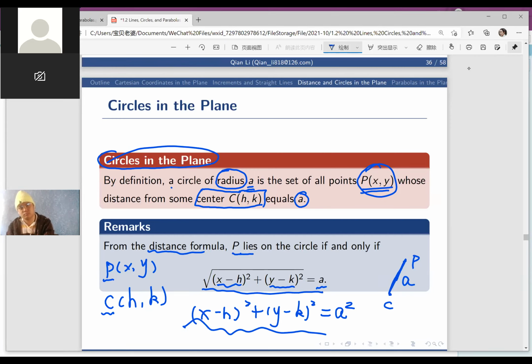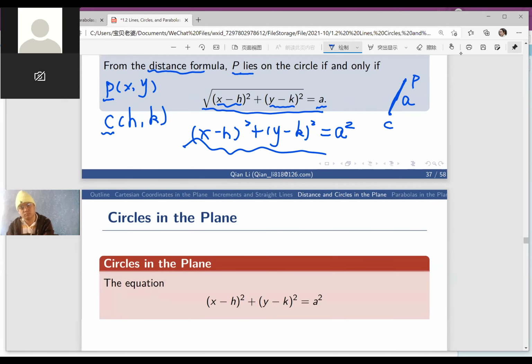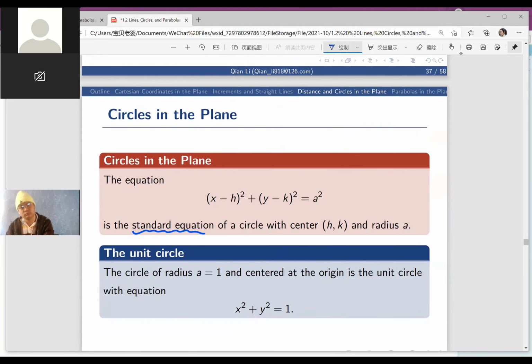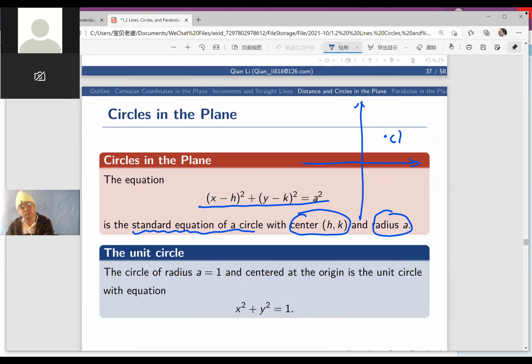This is the standard equation of the circle, the equation of the circle with the center (h, k) and the radius A. It means that on the Cartesian coordinate plane, if the center is the ordered pair (h, k) and the radius is A, and we draw a circle, then the distance between every point on this circle, such as this point P, and the center C is equal to A. Okay, this is the equation of the circle.